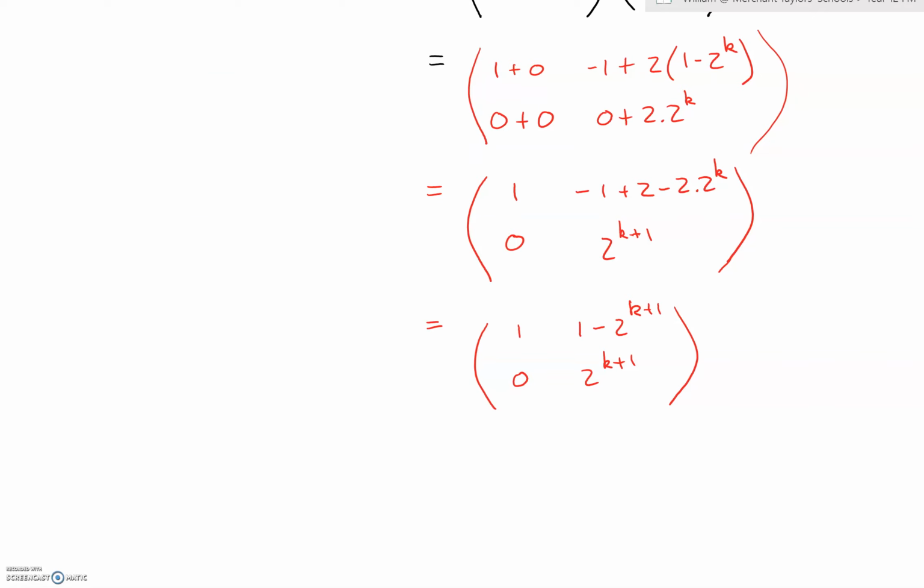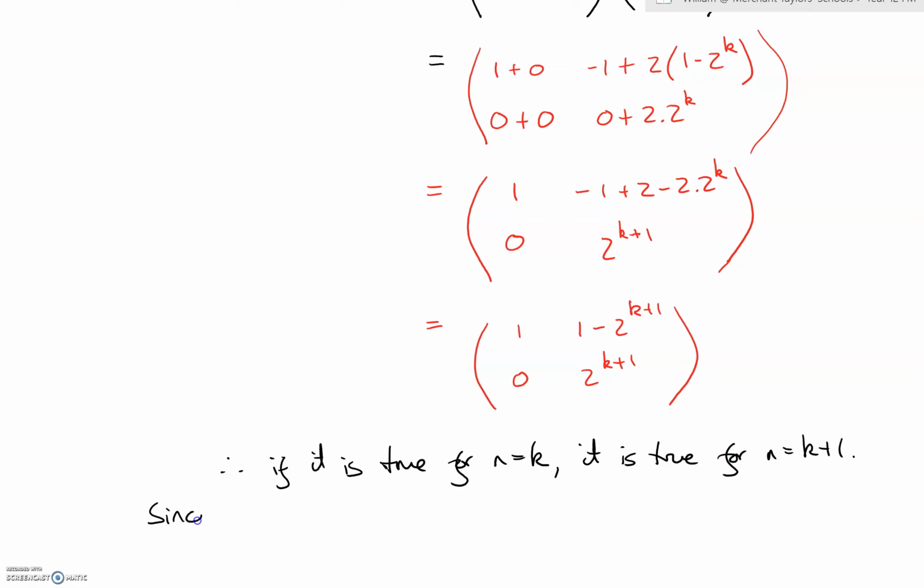And so just as a summary statement, I know I switched to red, but I'll go back to black. We can say, therefore, if it is true for n equals k, that was our assumption, we've proven it is true for n equals k plus 1. And since it is true for n equals 1, it is true for all positive integers n. End of proof.